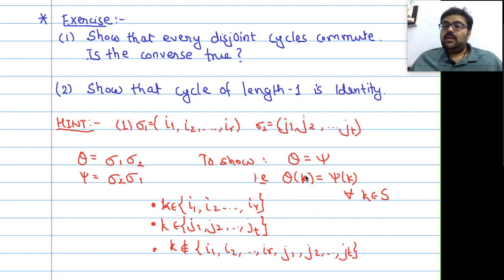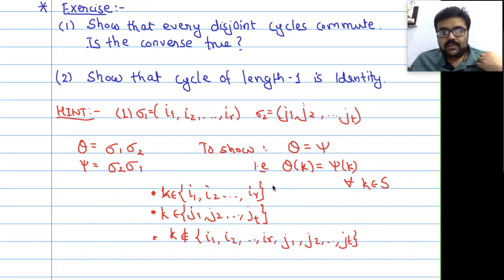So we take three cases. Case one: k equals i_s, where s is from 1 to r. Then the image of i_s under sigma 1 sigma 2: i_s will be sent to i_{s+1} in sigma 1. If s equals r, then it is i1, and here it is identity. On the other hand, first write this and then do it. The other cases are similar.